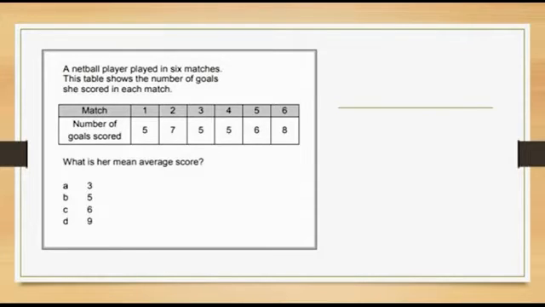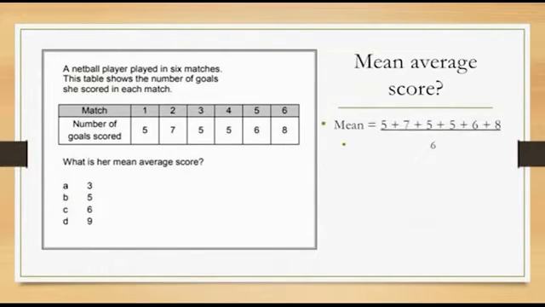A netball player played in 6 matches. This table shows the number of goals she scored in each match. And as you can see, it's a very simple table. Match 1 to 6, number of goals scored 5, 7, 5, 5, 6, 8. So what is the mean?